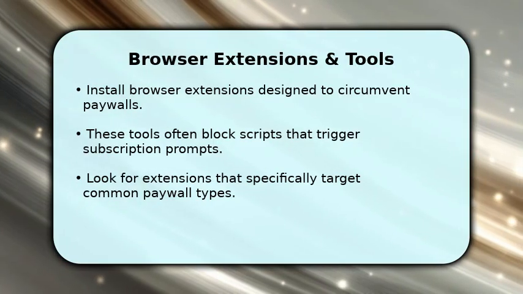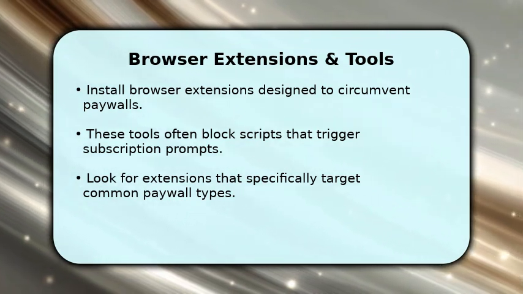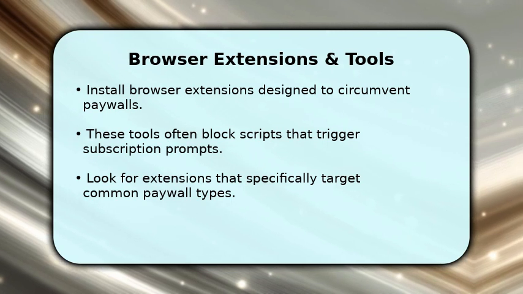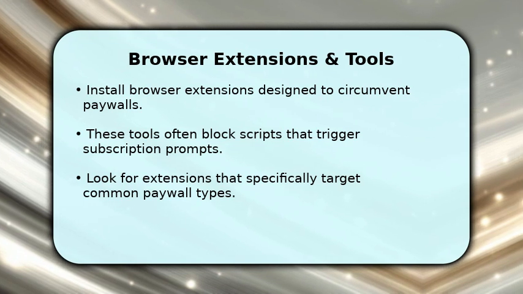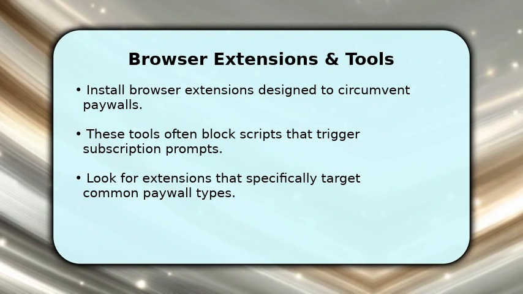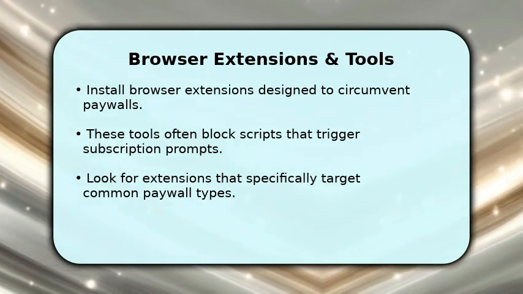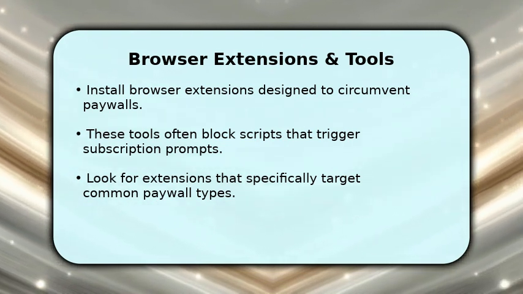One of the most straightforward approaches involves using specialized browser extensions. These handy tools can often detect and disable the scripts that create paywalls, allowing you to view the full article. Simply search your browser's extension store for paywall bypass or similar terms. Always choose extensions with good reviews and a strong user base to ensure they are safe and effective. It's a quick and easy way to gain access.